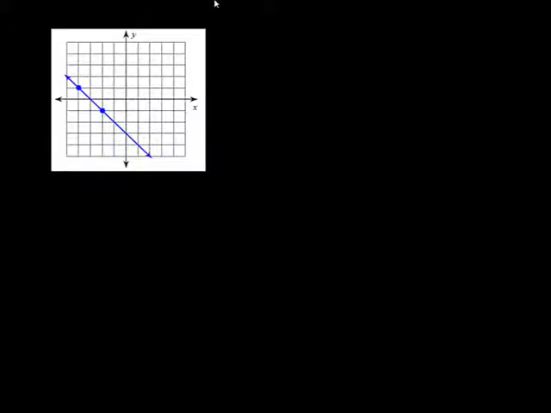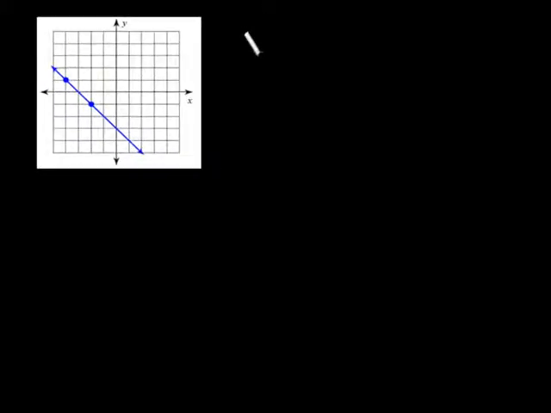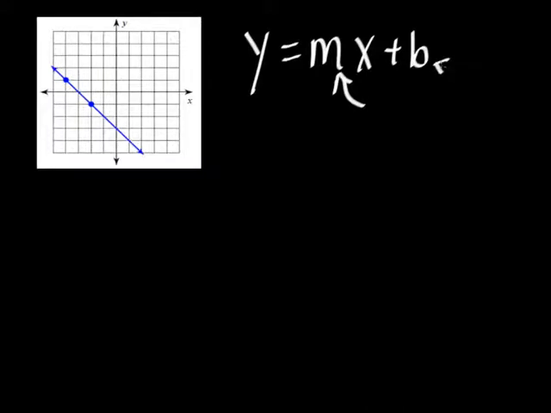So here you're given a graph, and what you want to be able to do is to write the equation of the line in slope-intercept form. Now you'll recall from lesson number 9 that slope-intercept form is y equals mx plus b, where the m is always your slope and the b is always your y-intercept. So to write it in this format, you have to have two things, the m and the b.